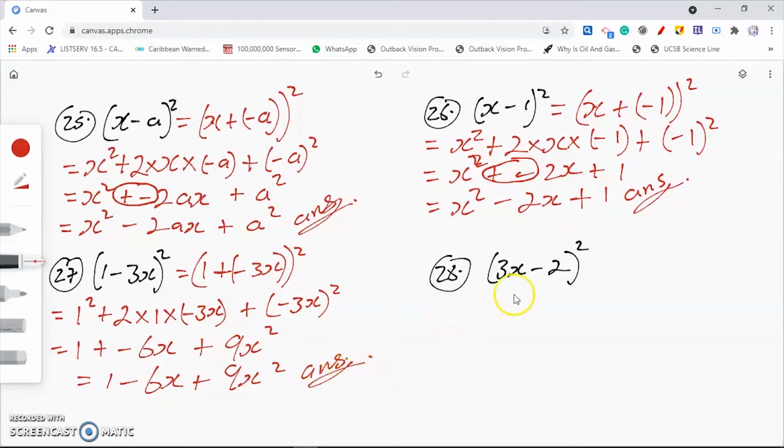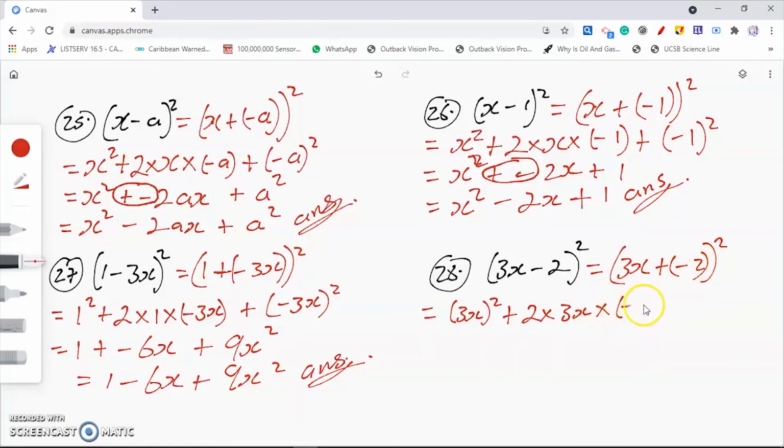Number 28. 3x minus 2 all squared. That is the same as 3x plus negative 2 all squared. And then expanding that, we get 3x squared plus 2 times 3x, because 3x is the first term, times the second term, which is negative 2, plus the second term squared, which is negative 2 squared.